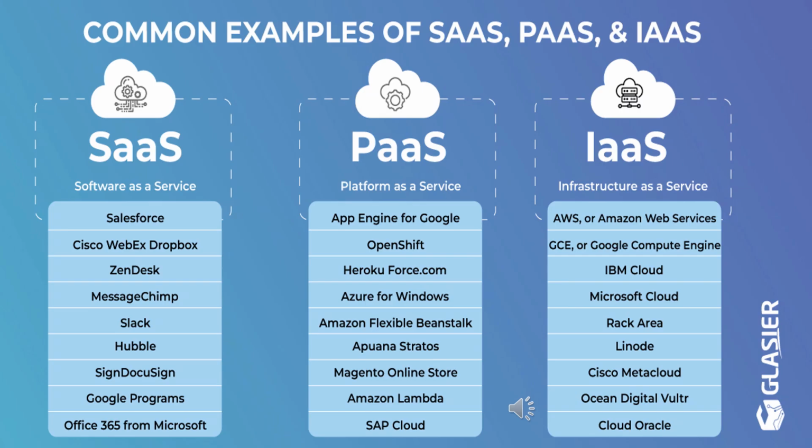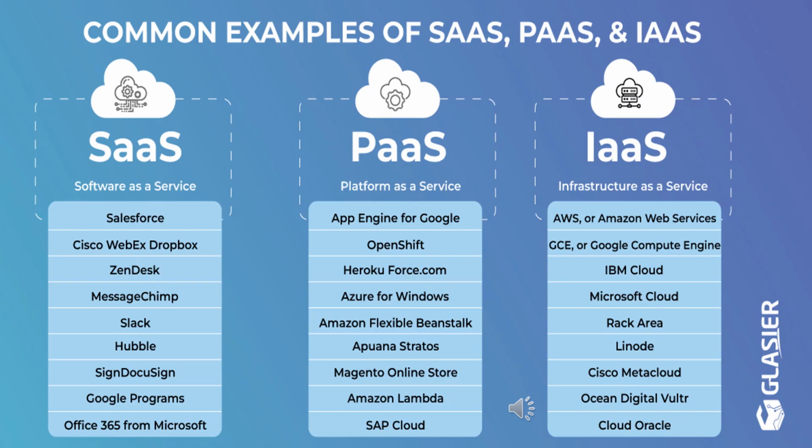Today, almost every company uses cloud platforms like Amazon Web Services, Microsoft Azure, and Google Cloud Platform. But the question is, what exactly are we using from the cloud? Are we using just software? Are we building apps? Or are we controlling full servers? That's where SaaS, PaaS, and IaaS come into the picture. Let's understand this step by step, starting from the easiest one.